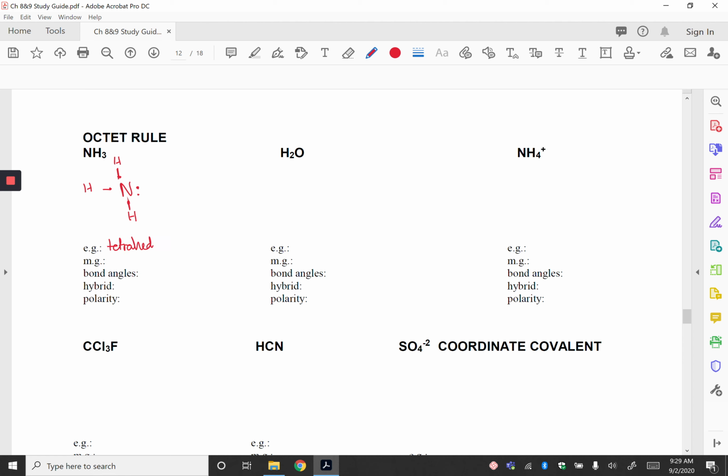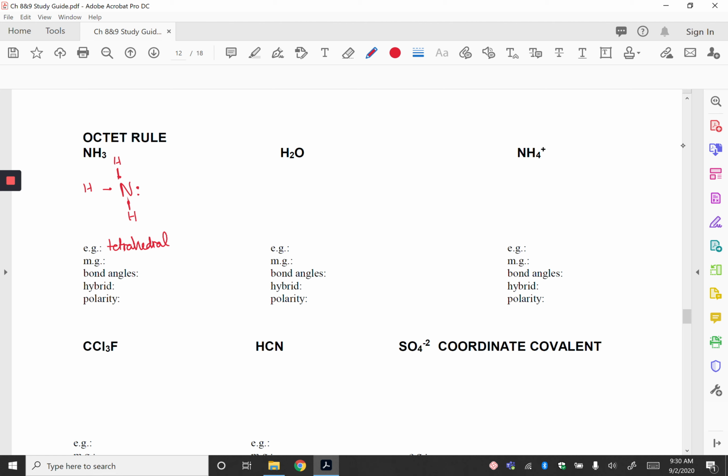Now, just so you know, on the AP exam, I've never seen them ask for the electron geometry. They always ask for the molecular geometry. If they ask you for the shape or the geometry, they're talking about the molecule itself, the molecular geometry, unless they specifically say electrons. The reason why we care about the electron geometry is that it helps you figure out the molecular geometry. It also helps you figure out the bond angles and all that.